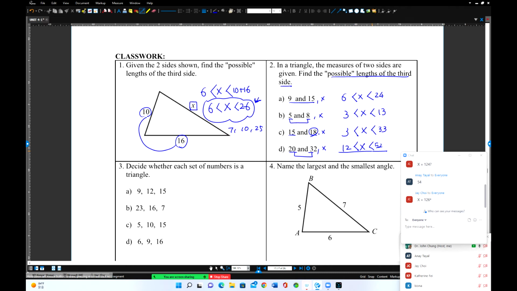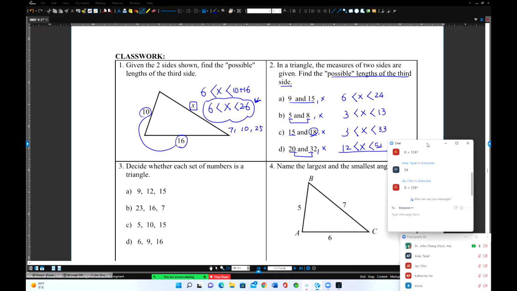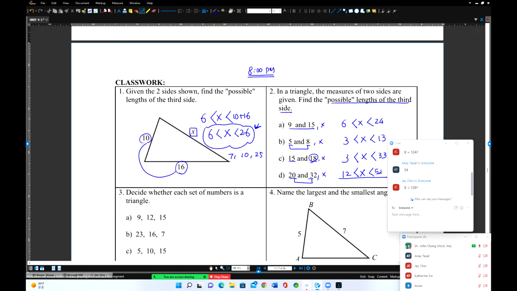triangle. Okay, we're going to have about a 5 minute break right now. Everybody come back here. What time is it? 7:50. Come back here at 8 p.m. Take some break. Come back here in 10 minutes. Okay, take a break.